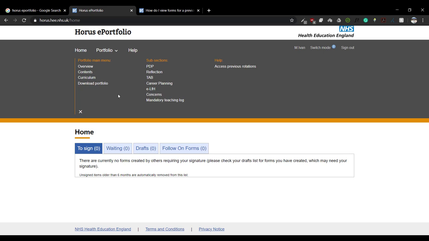new form, which will give you the different types of supervised learning events like mini-CEX, CBD, or DOPS, which we will discuss in the next lesson, and get those signed by the supervising consultant or any of the consultants that you did those under.